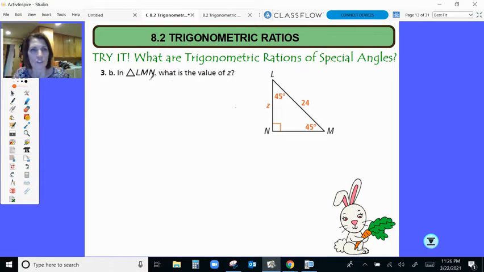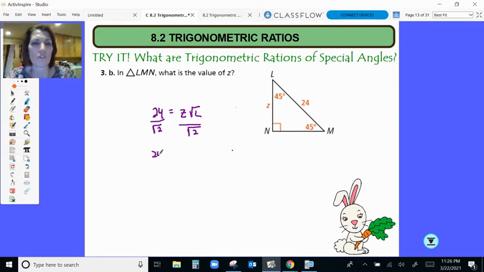Okay. So what is the value of z in this guy here? So we can just use our special right triangle ratios here. So if my hypotenuse is 24, we know that 24 equals my leg z times the square root of 2. So I just have to divide by square root of 2.